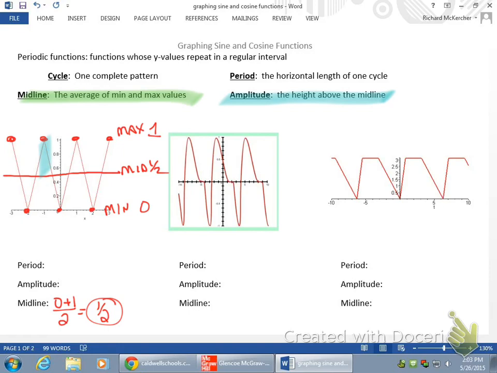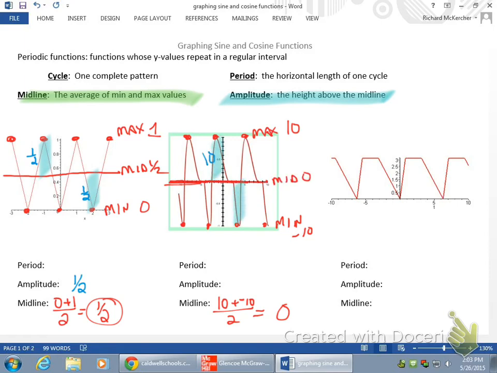Now, that helps me to find the amplitude. The amplitude is the height above the midline, so as you can see, that's exactly 1/2 above and below the midline, so my amplitude is 1/2. Same process for everything. If the maximum value is 10 and the minimum value is -10, then the average of those is 0. So the midline becomes 0. And then I look for how tall above and below I am. And since it's 10 above and 10 below, my amplitude is 10.